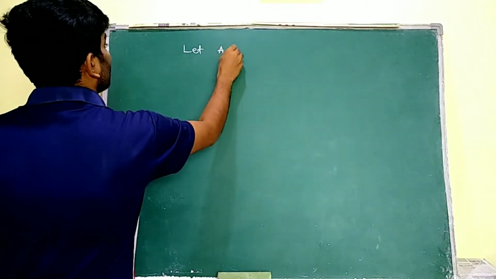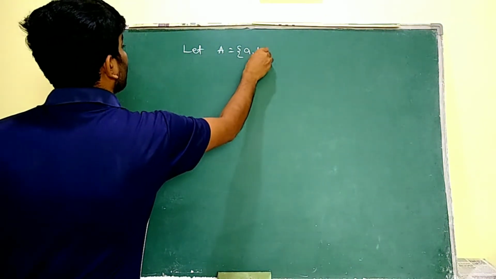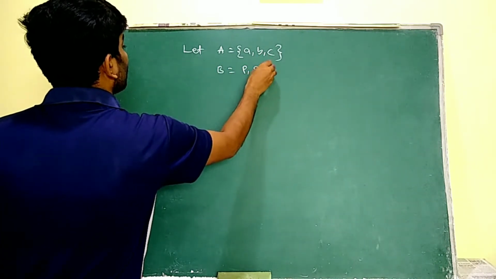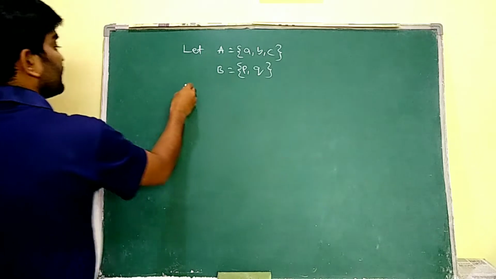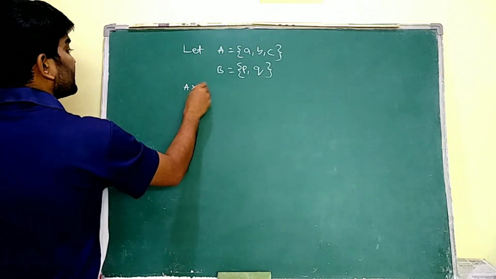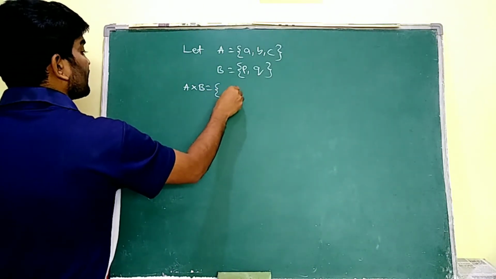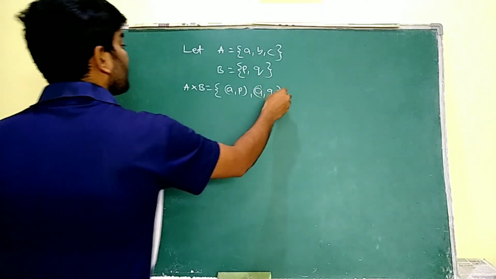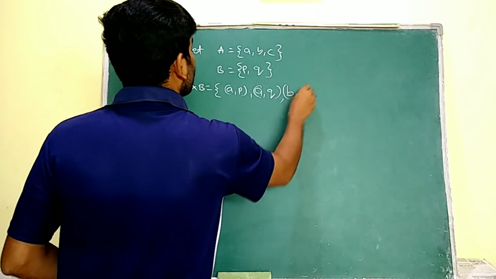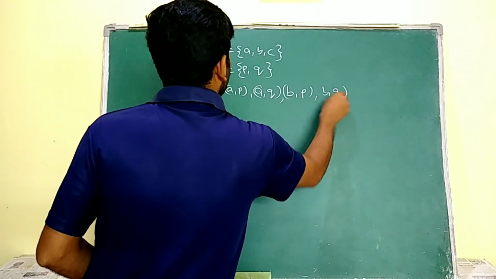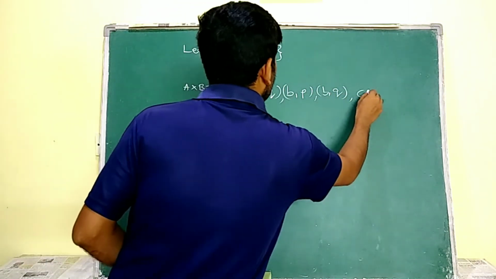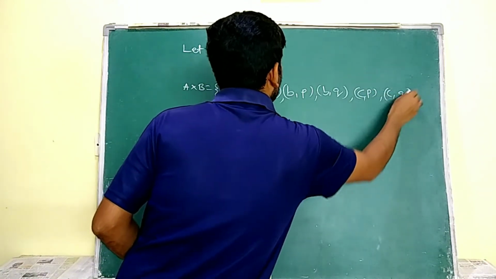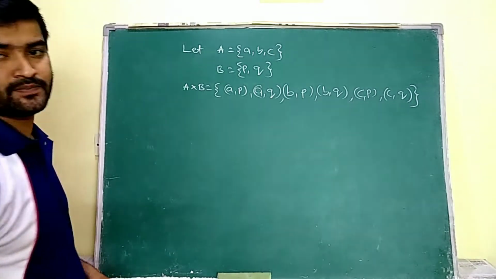Let A is equal to {a, b, c}, B is equal to {p, q}. Okay, we know that A cross B is equal to {(a,p), (a,q), (b,p), (b,q), (c,p), (c,q)}. This is A cross B.